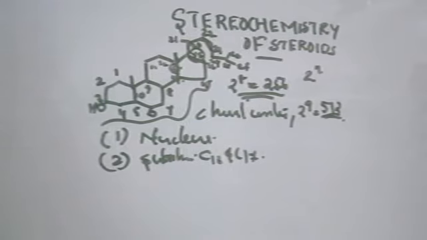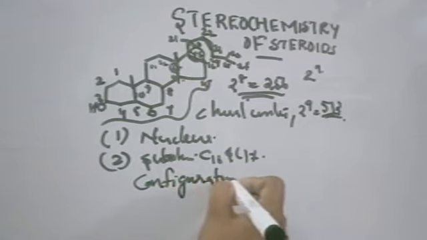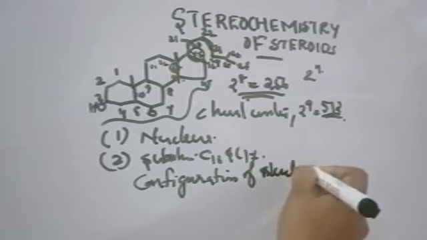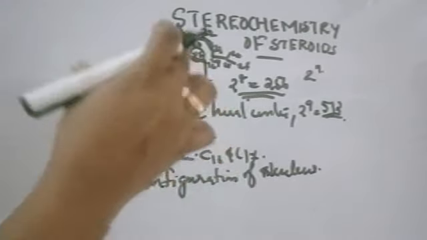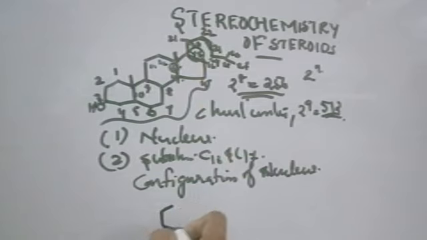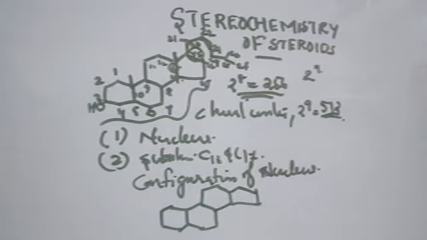While considering the configuration of the nucleus, we first consider the arrangement of atoms in the nucleus. The nucleus present in this structure is cyclopentanoperhydrophenanthrene. So what is the structure? We write the phenanthrene structure in its saturated form, along with a cyclopentane. This is the basic structure, and in this structure, it is not cholesterol, it is actually the skeleton of gonane.